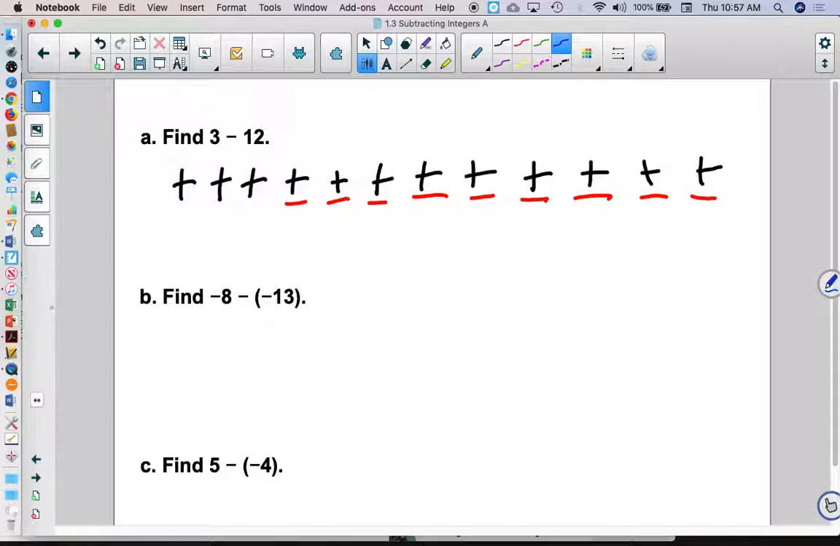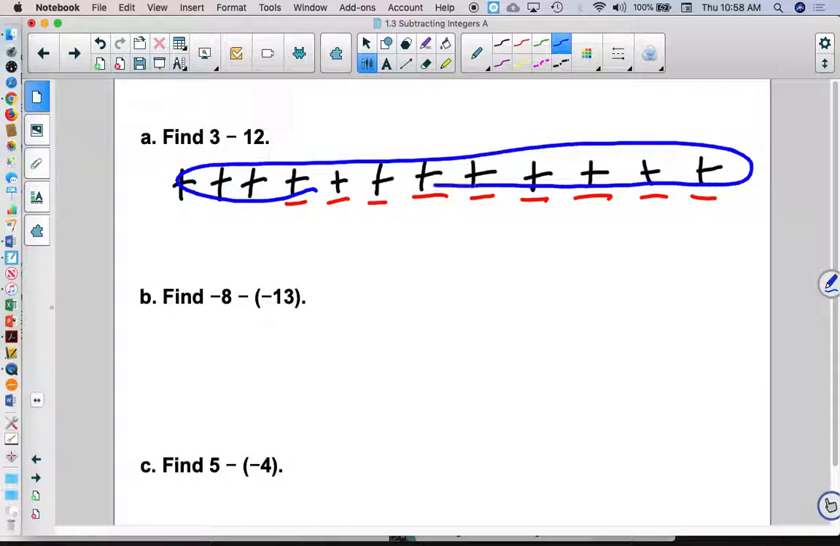All right? Okay. So, do I have 12 positives out there now? Yes. Can I take them away? Yes. I sure can. And if I take them away and I circle them up and I take them away, goodbye. What's left behind? No, zero's not left behind. What's left behind? 1, 2, 3, 4, 5, 6, 7, 8, 9 negative counters.